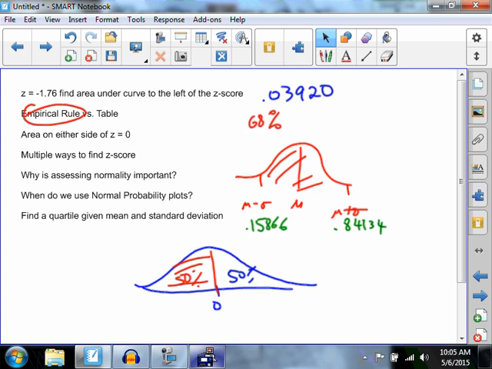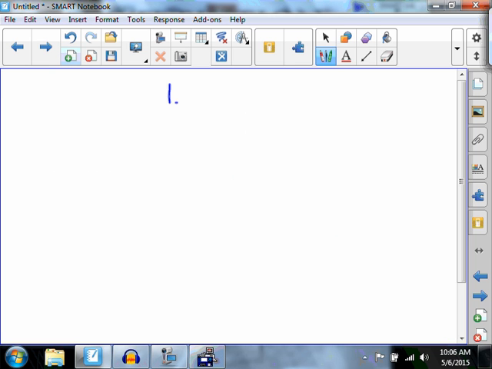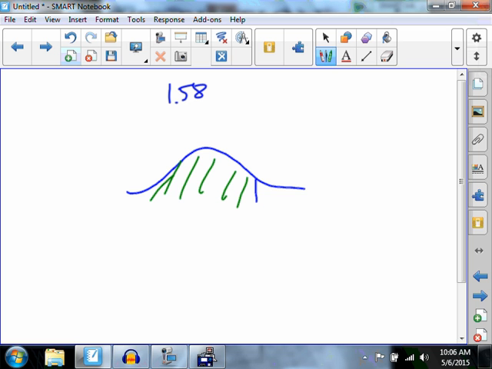Multiple ways to find a z-score. So suppose we wanted not to find a z-score, but to find the area to the left of a z-score, let's say. Let's take a look at one of these, because there's more than one way to do this. Suppose we had a z-score of 1.58. And we wanted to know the area to the left of that.